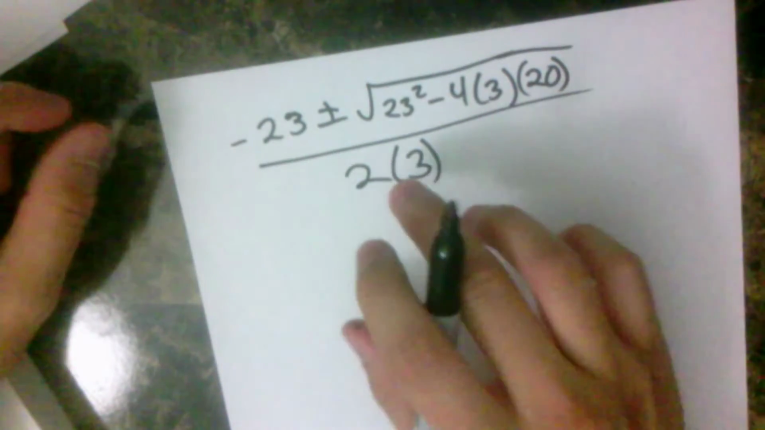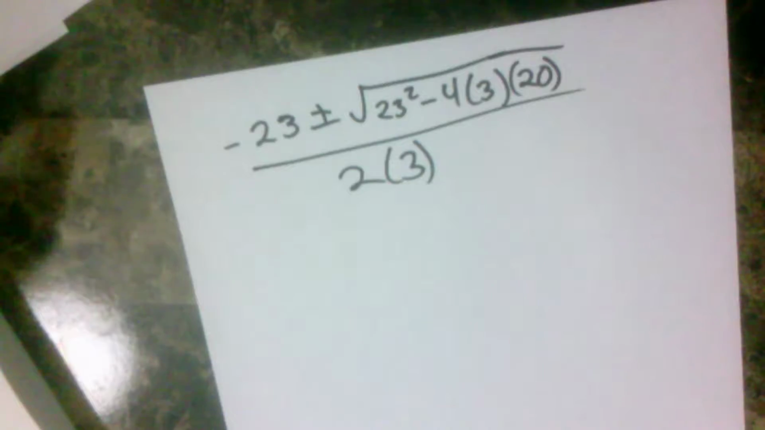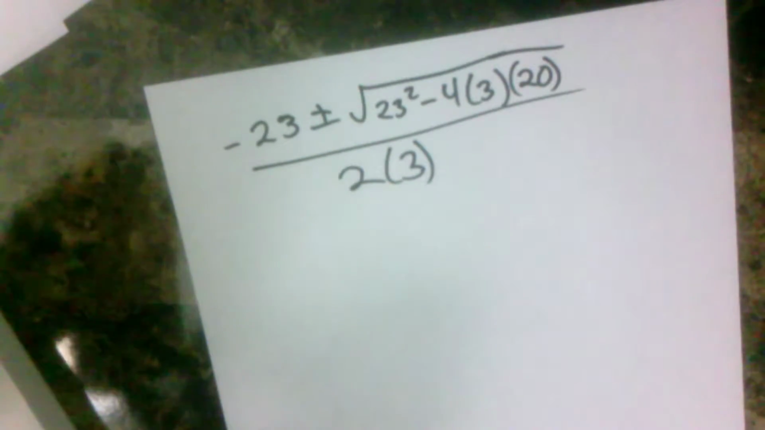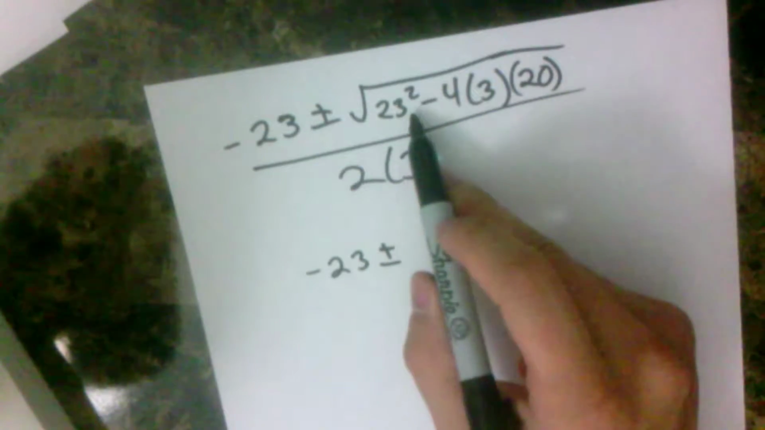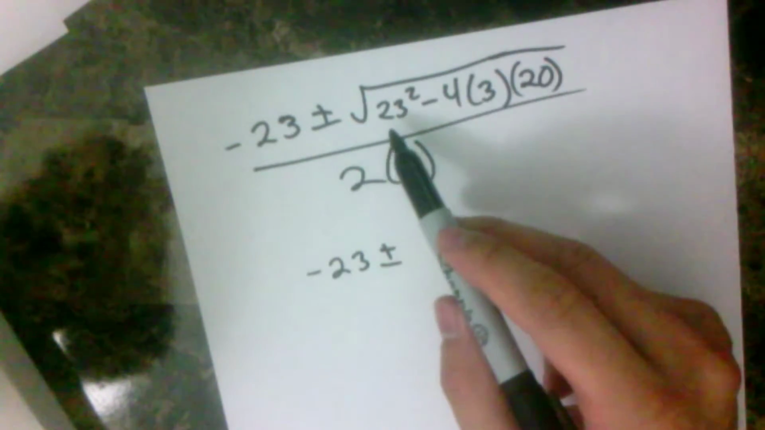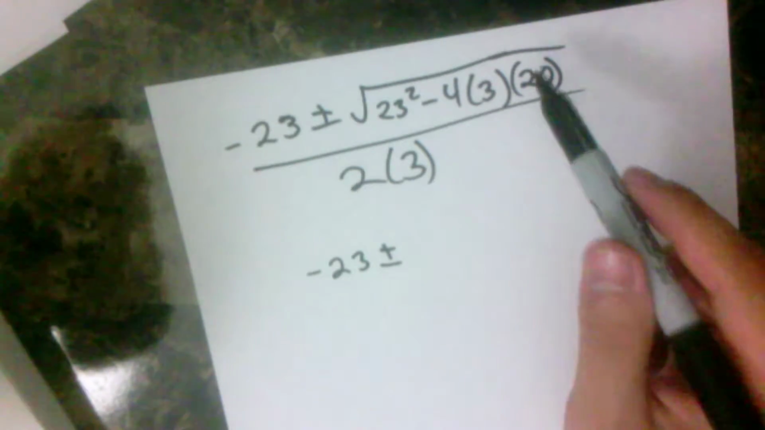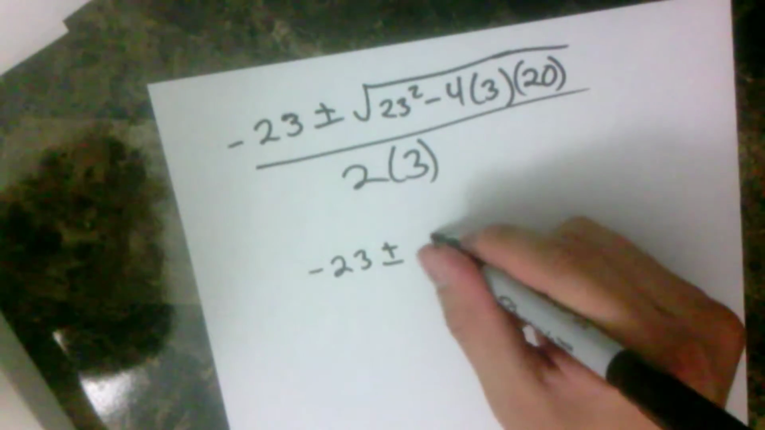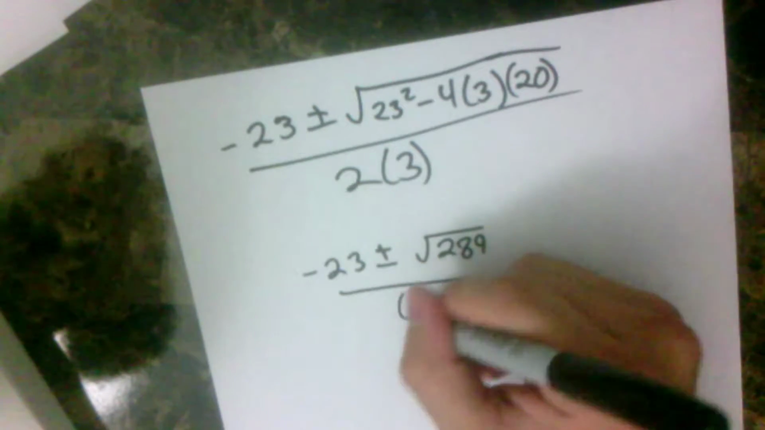From this point on, you would just grab your calculator and start typing things in. Let me grab my calculator real quickly, and we'll figure this out. So you've got negative 23 plus or minus, and if you type all this into a calculator, 23 squared is 529, minus 240, and you get 289, all over 2 times 3, which is 6.